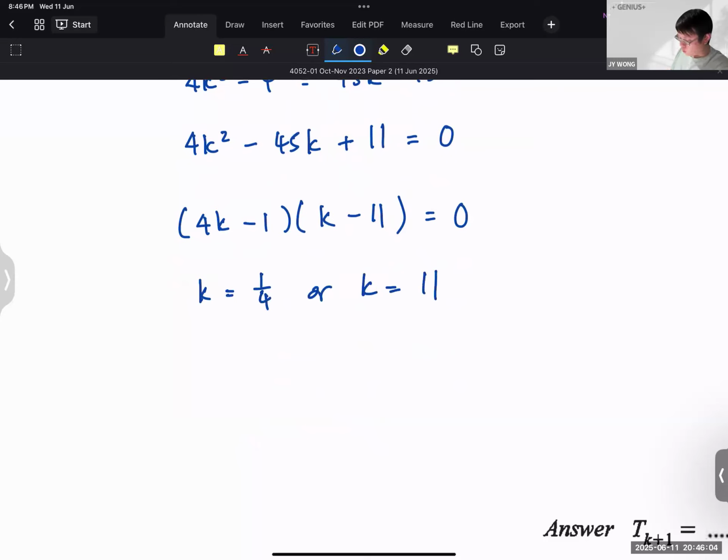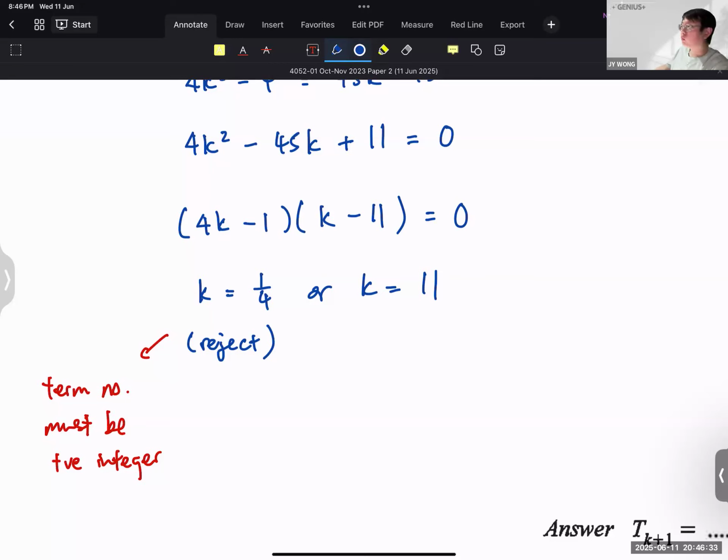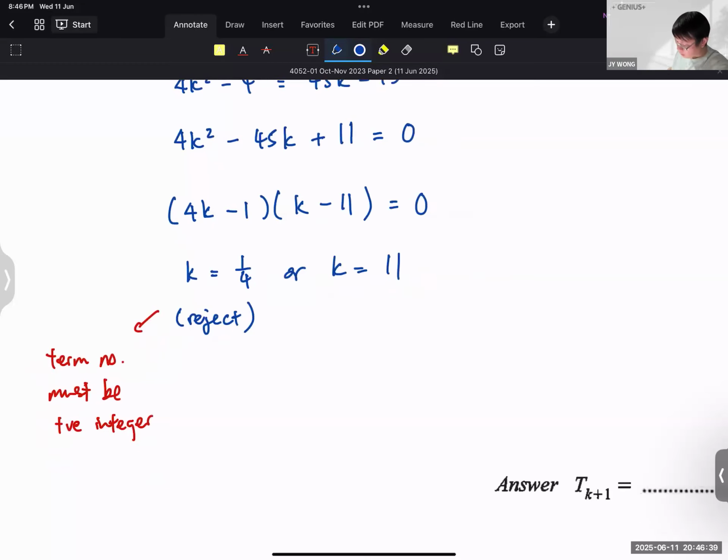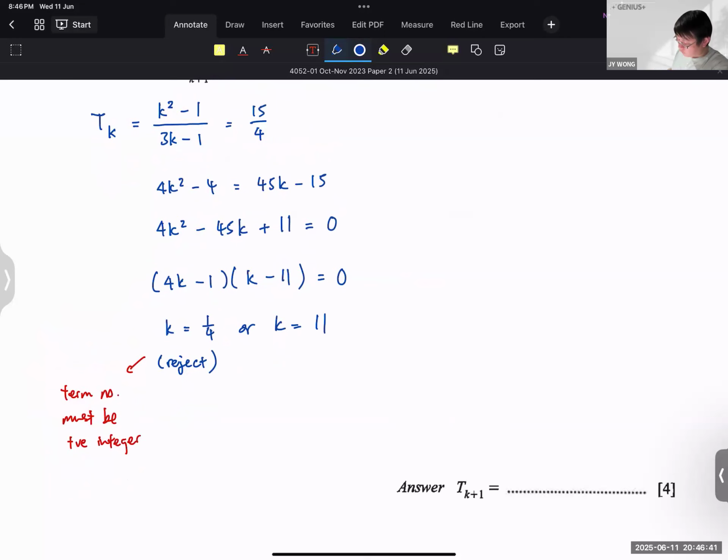Which obviously you need to reject. Why? K is your term number. Your term number cannot be negative or cannot be a fraction. Your term number must be positive integer. It cannot even be just an integer. It has to be a positive integer. It cannot be 0. It cannot be negative. Right? There's no such thing as a negative term one. Right? I have term 1. I start from term 1. There's no such thing as a term 0 or a negative term number. Okay? So k is equal to 11.